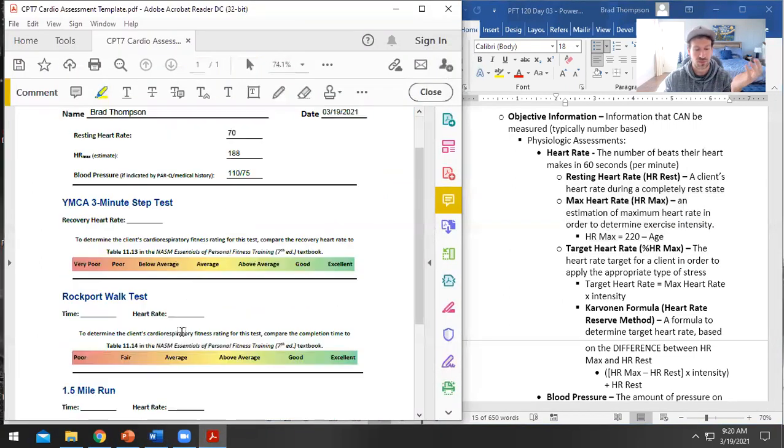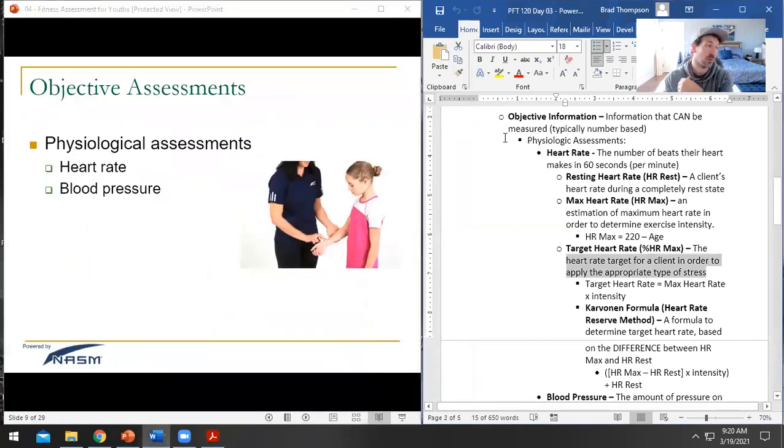So when we look here, we see we're rating our client as doing poorly or excellently. That is going to determine how intense of an activity we give our clients. Like if I'm training Charlie, do I wipe the floor with him or do I take it easy to build him up first, right? It's going to be important for me to know which choices are going to be safe and effective for my client.